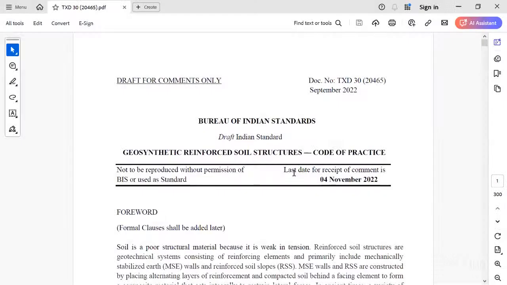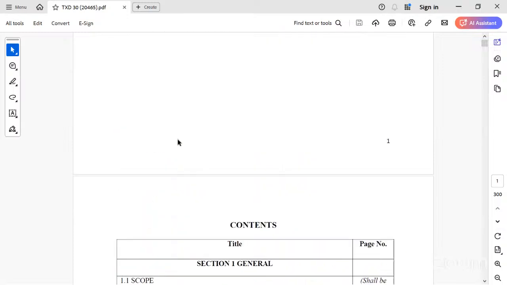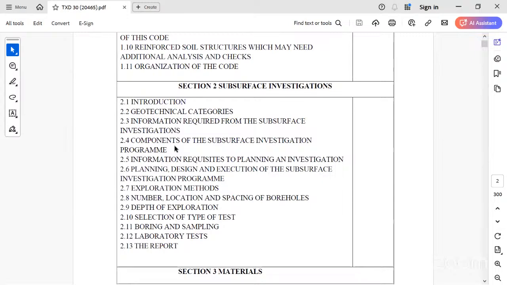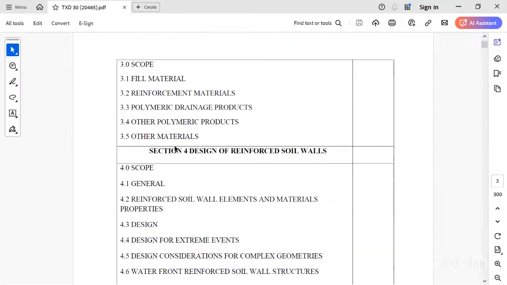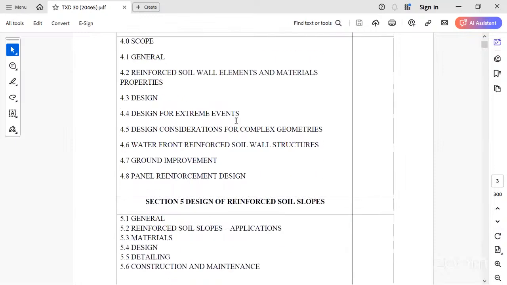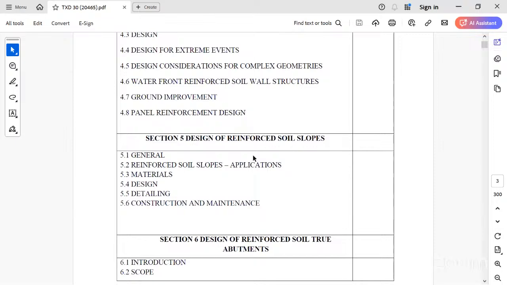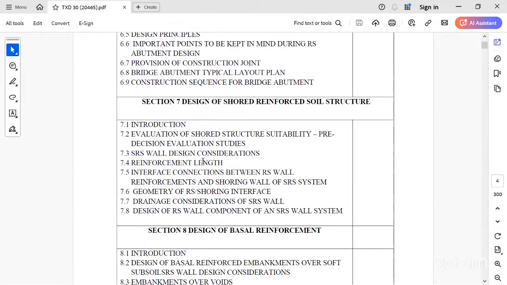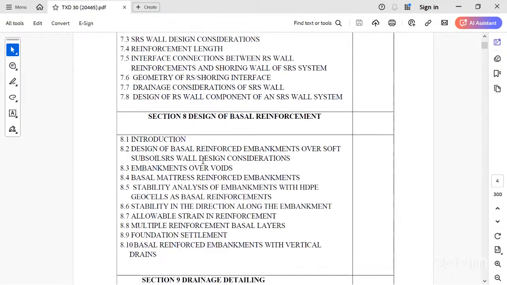This is the latest code of practice, geosynthetic reinforced soil structures code of practice, right? What I have here is a draft, but basically it deals with the design of retaining walls and then the reinforced soil slopes and design of the abutments and so on. And let me just go to the embankments.